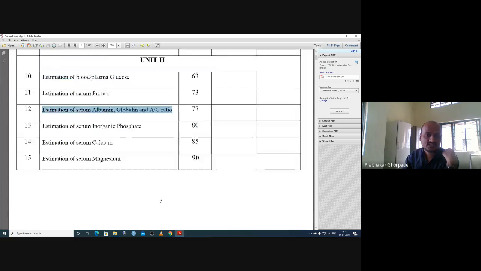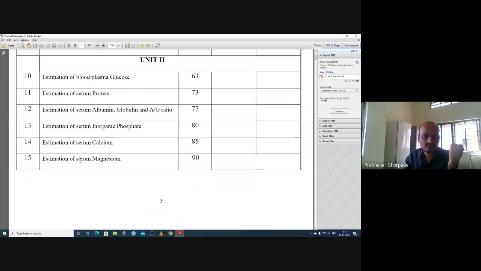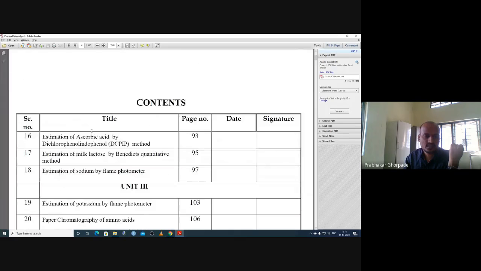So basically in unit 2, we are going to estimate glucose, serum protein, serum albumin globulin ratio, then inorganic phosphates, serum calcium, serum magnesium, ascorbic acid, then milk lactose, and sodium by the flame photometer.